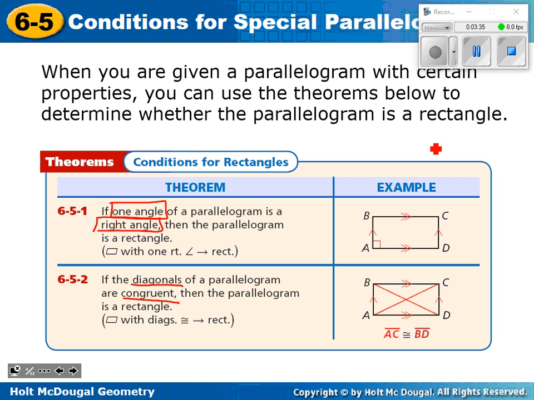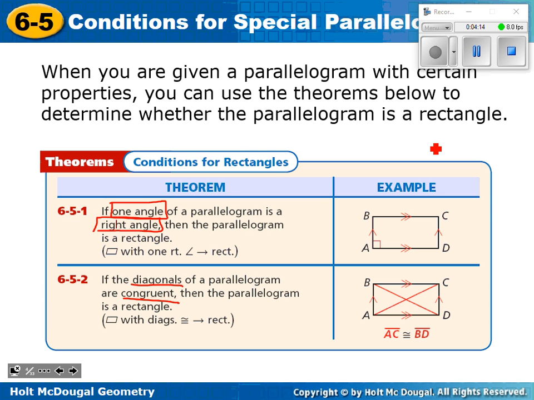Here's why, though. Get a different color marker. So if I know for sure that I have a parallelogram, that means the opposite sides are parallel, right? And if I have one right angle, we learned in chapter 3 that if I have parallel lines cut by a transversal, then if this angle is 90 degrees, what does this angle have to be? 90, because they're going to be supplementary, right? And the same going this direction. Since these two lines are parallel, if this is 90, then this one's going to have to be 90. Again, because they are same side interior angles, and so they have to be supplementary.